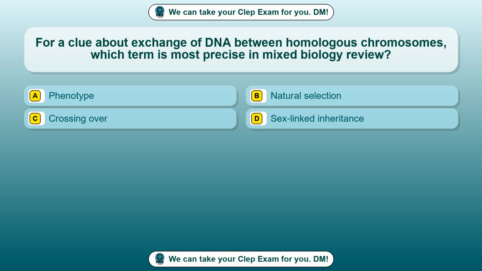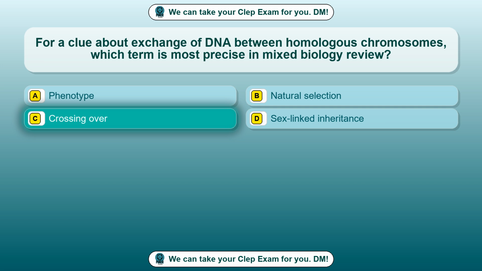Question 24. For a clue about exchange of DNA between homologous chromosomes, which term is most precise in mixed biology review? Option A, phenotype. Option B, natural selection. Option C, crossing over. Option D, sex-linked inheritance. The correct answer is option C, crossing over.